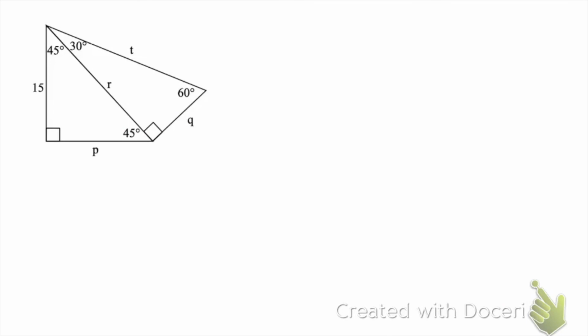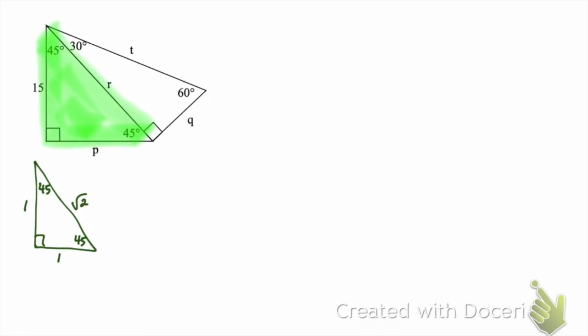This problem looks pretty fun. So we've got two triangles going on. We've got a 45, 45, 90, as well as a 30, 60, 90. I'm going to have to start by solving for my 45, 45, 90 triangle, because I don't know any parts of the 30, 60, 90. I don't know what any of my sides are. So let's focus in on our 45, 45, 90. It's always a great idea to copy down your special right triangle with your 1s and your square root 2.